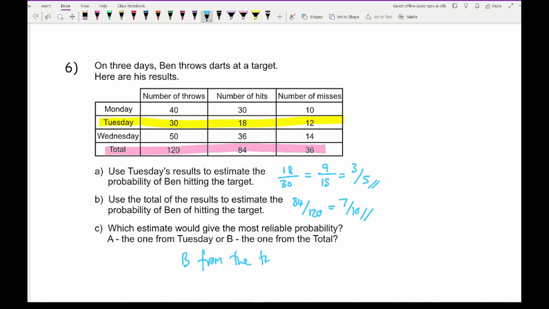And the reason for that, which it doesn't really ask for, but I'm going to write it anyway, is because the more number of trials you do, the more accurate the results. And there you go. So the more number of trials you have, the more accurate your probability is going to be.